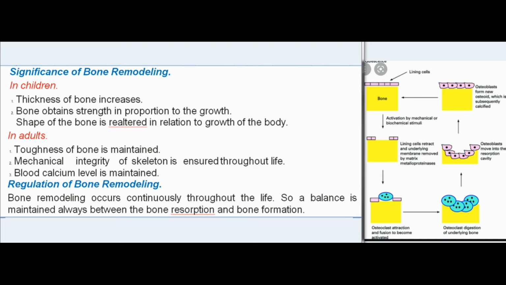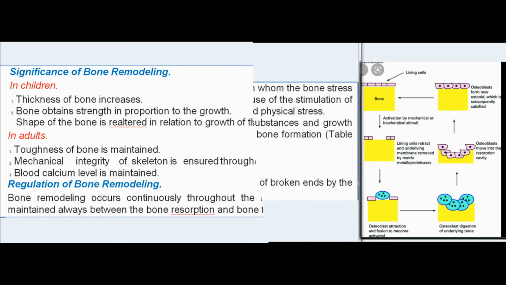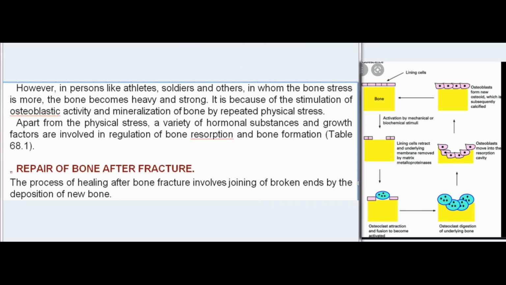Regulation of bone remodeling. Bone remodeling occurs continuously throughout the life. So a balance is maintained always between the bone resorption and bone formation. However, in persons like athletes, soldiers, and others, in whom the bone stress is more, the bone becomes heavy and strong. It is because of the stimulation of osteoblastic activity and mineralization of bone by repeated physical stress. Apart from the physical stress, a variety of hormonal substances and growth factors are involved in regulation of bone resorption and bone formation, Table 68.1.